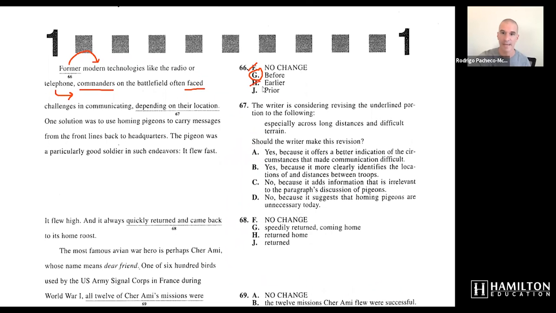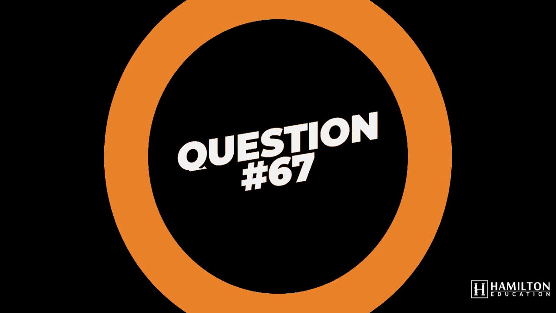So F, H, and J are very close in that sense, that they would imply that we are making a comparison to something that came before. And that's why G is our correct answer. Question 67 is a purpose question.